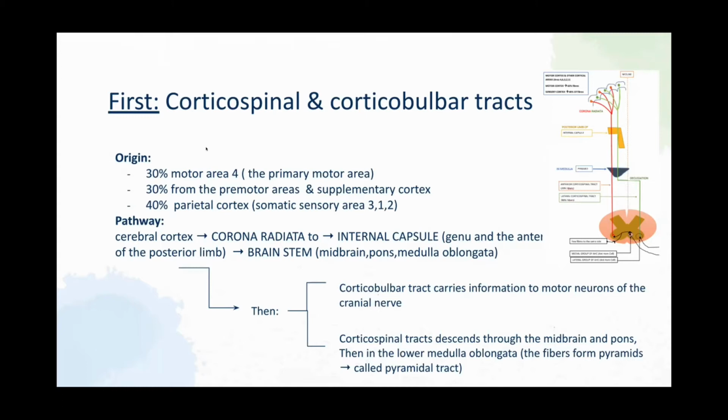The origin of it is 30% from motor area 4, which is the primary motor area, 30% from the premotor area and the supplementary motor cortex, and 40% from the parietal cortex or the somatosensory cortex. So it receives signals directly from the somatosensory area. I don't know if you have taken the sensory tracts or not, but you will talk about the somatosensory area in the sensory tracts.